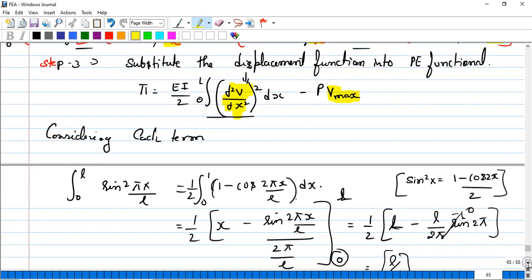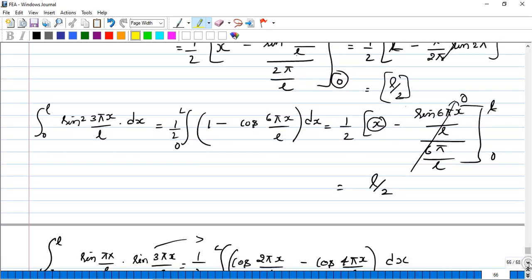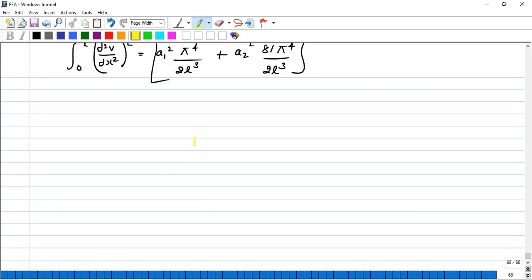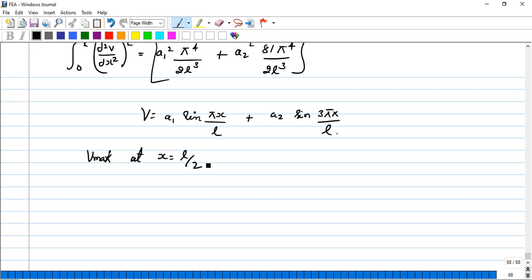So here the V max is given by, so V is equal to, we know that formula, A1 sine pi x by L plus A2 sine 3 pi x by L. So what is V max? V will be max at x is equal to L by 2. So there only we get maximum deflection.